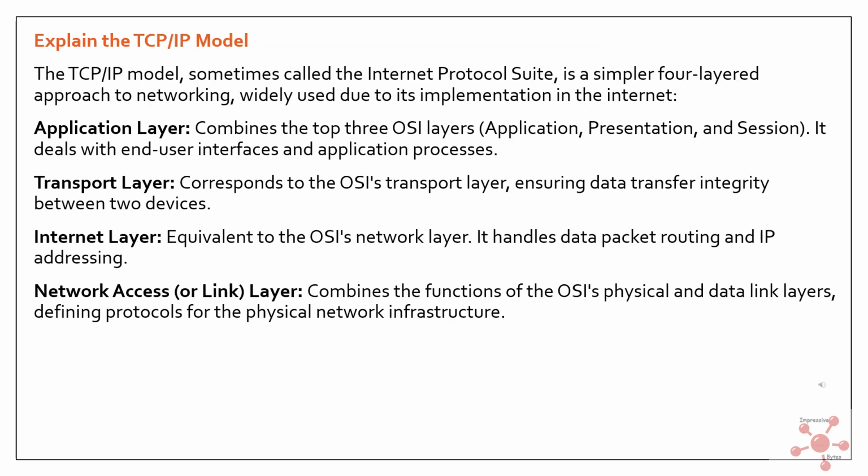What about the TCP/IP model? The TCP/IP model is like the streamlined cousin of OSI. It's more concise with just 4 layers. The application layer caters to end-user processes, the transport layer ensures error-free data transfer, the internet layer handles data routing, and the network access layer addresses physical network infrastructure.